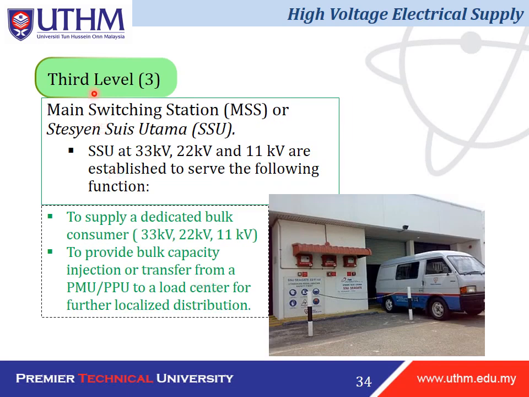We move to the third level. The third level is the main switching station MSS or Stesen Suis Utama SSU. SSU at 33 kV, 22 kV and 11 kV are established to serve the following functions, which is to supply a dedicated bulk consumer and also to provide bulk capacity injection or transfer from PMU or PPU to a load center for further localized distribution. So this is the example of the SSU.